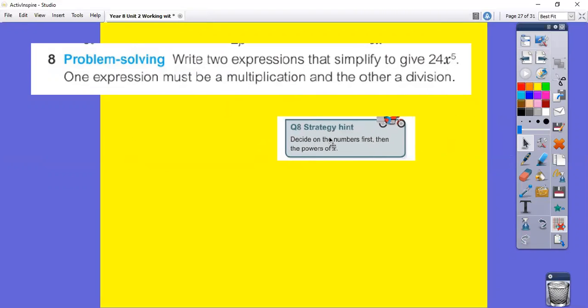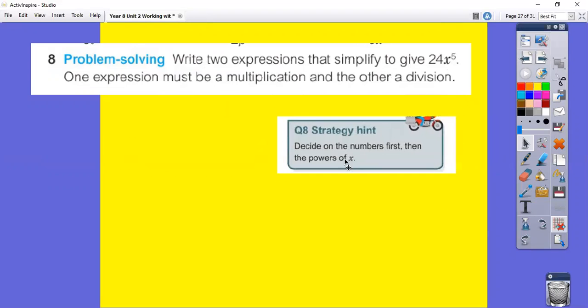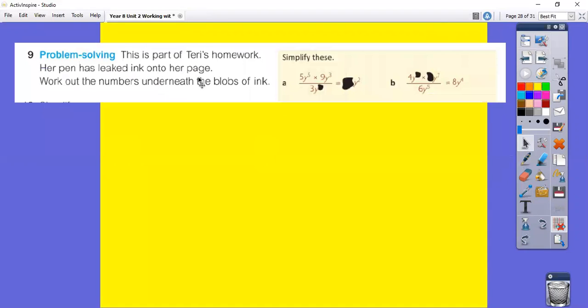So the strategy here is decide on the numbers first. So which 2 numbers when multiplied give you 24, or which 2 numbers when divided give you 24, and then work out what powers of x do you need to use to give you the power of 5. Okay? Moving on to question 9, problem solving. This is part of Terry's homework. Her pen has leaked onto her page. Work out the numbers underneath the blobs of ink.